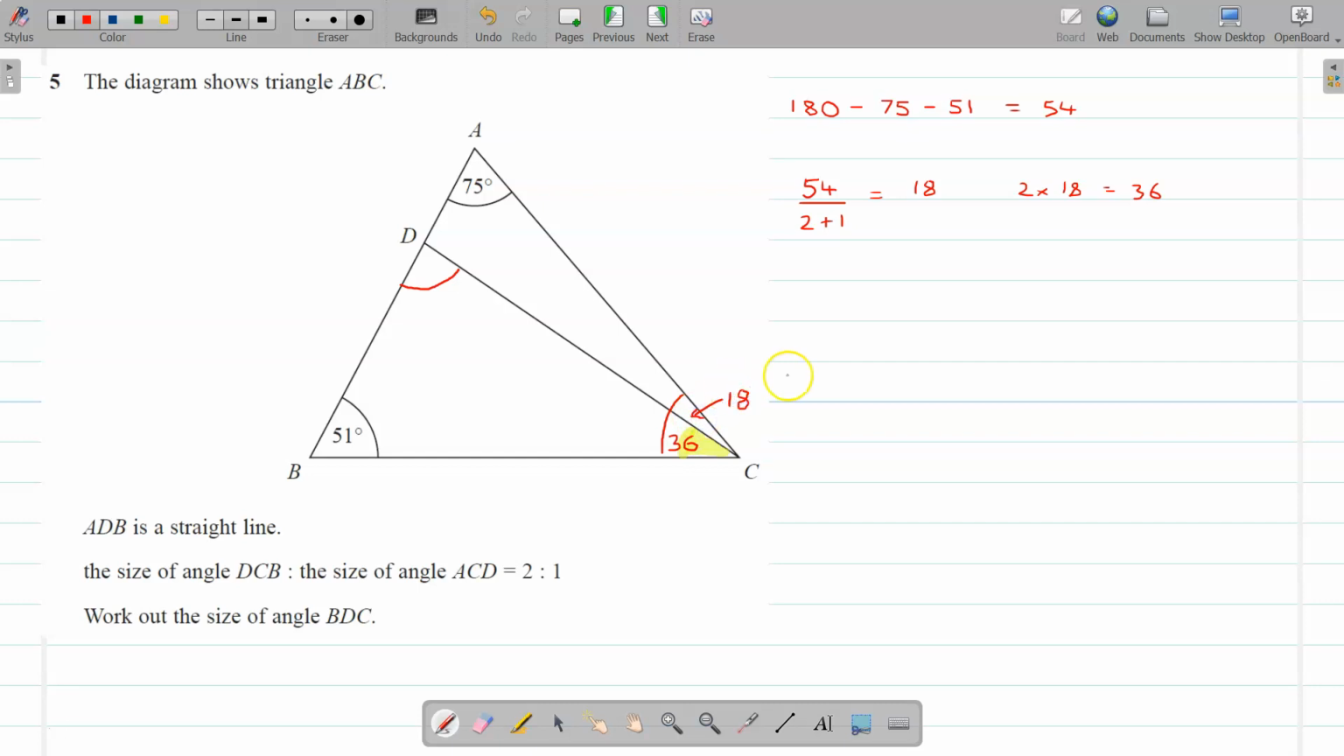Okay, but the one I'm interested in is the 36, because if I now take 180, take 51 and 36 from that, it will leave me with what's left. So 180 take away 51, take away 36, leaves me with 93 degrees, which is the angle I need, which is the angle in here.